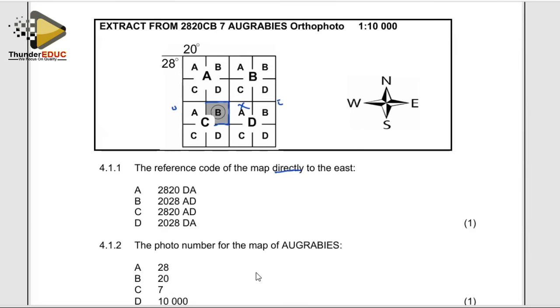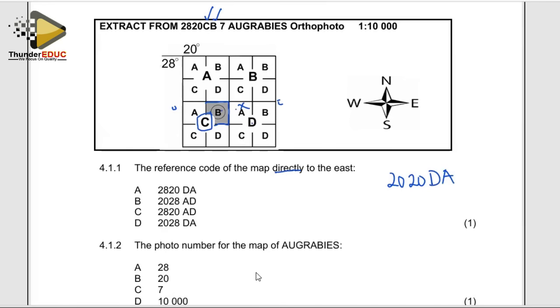With still the same 28 degrees of latitude, 20 degrees of longitude, and our referral blocks are the ones that are supposed to change. Remember, the first letter is for the bigger block subdivision, and the second letter is for the smaller block subdivision. Why we are saying this is 2820 CB is because the bigger block is C in this, and the smaller block A, B, C, D is in block B. So our bigger block for this is D, and our smaller block is A.